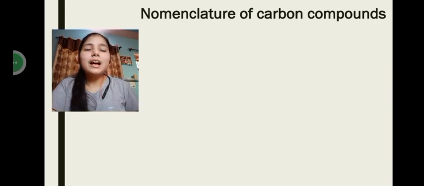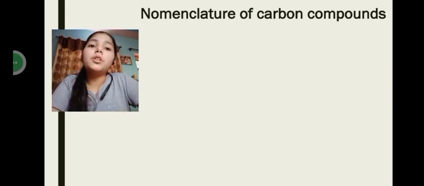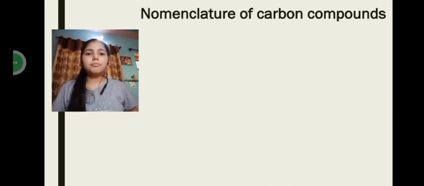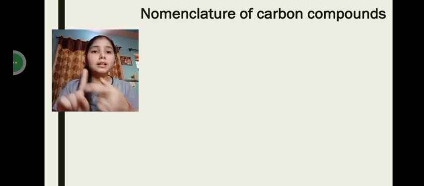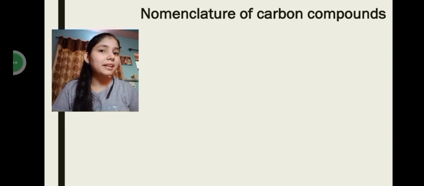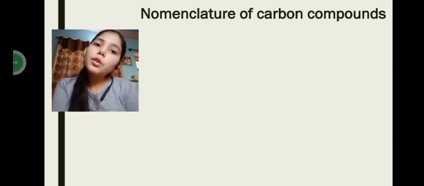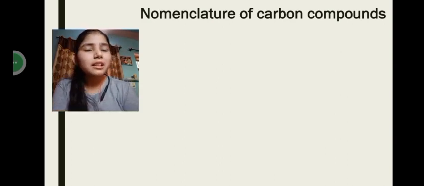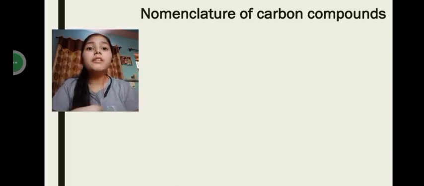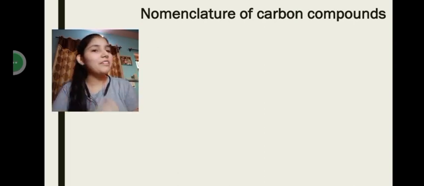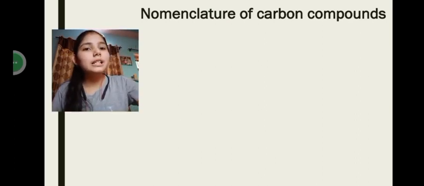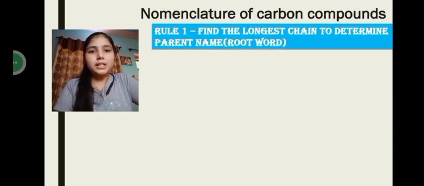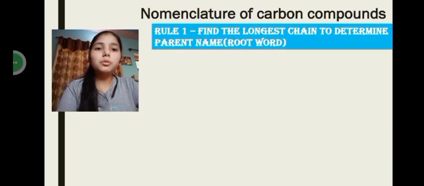Okay, so another topic we have is the nomenclature of carbon compounds. What is nomenclature of carbon compounds? We have already named carbon compounds as methane, ethane, propane, butane, pentane, hexane. So what are these? These are nomenclature. Nomenclature means giving names to carbon compounds. There are some basic rules to give names to carbon compounds, so let us see them.